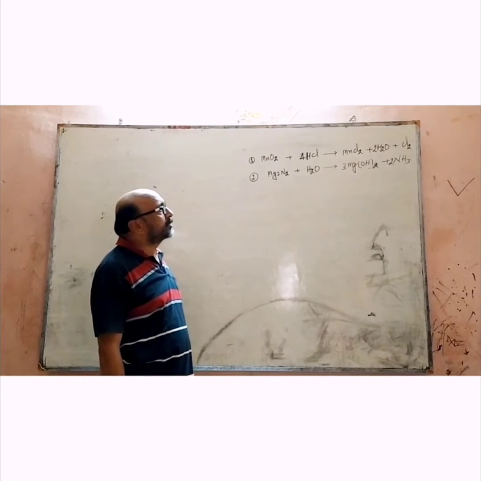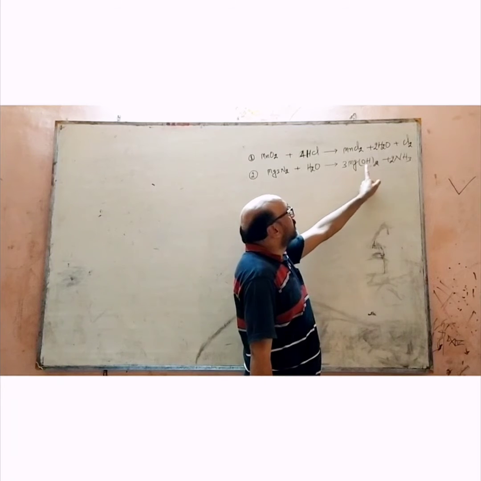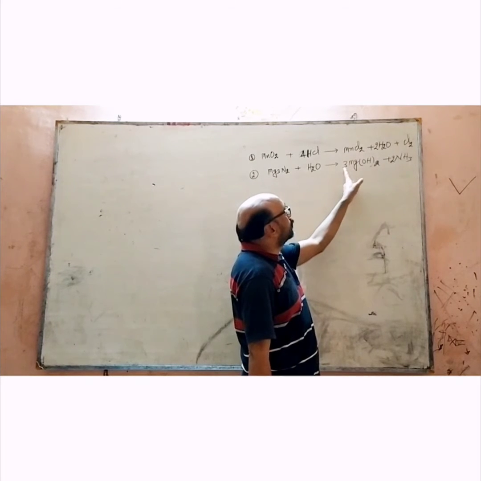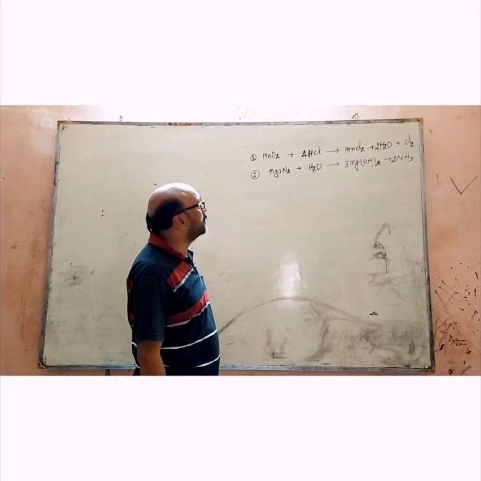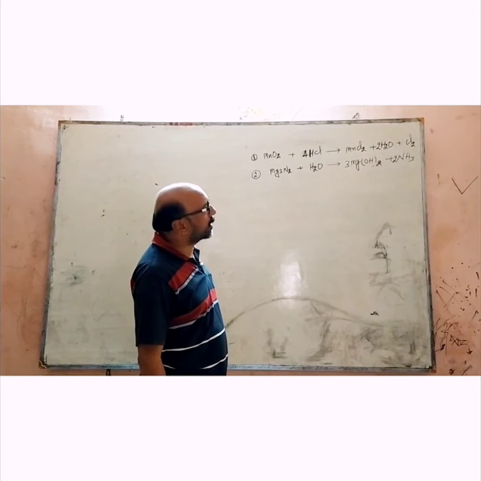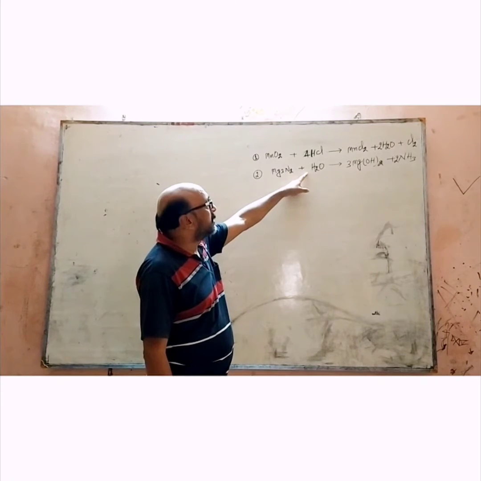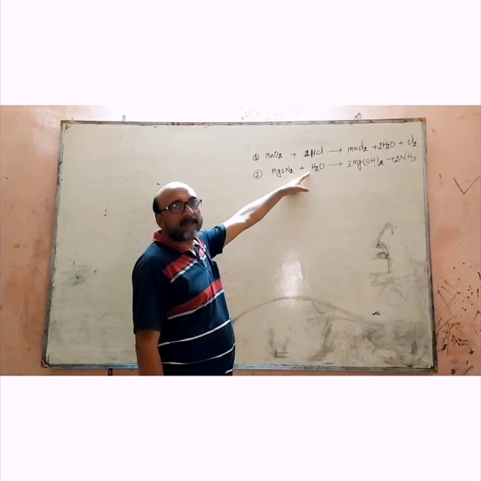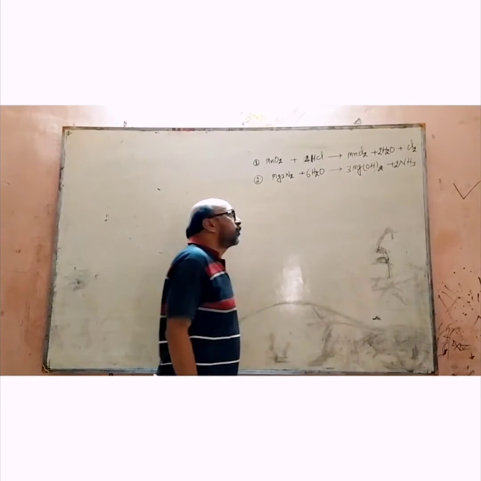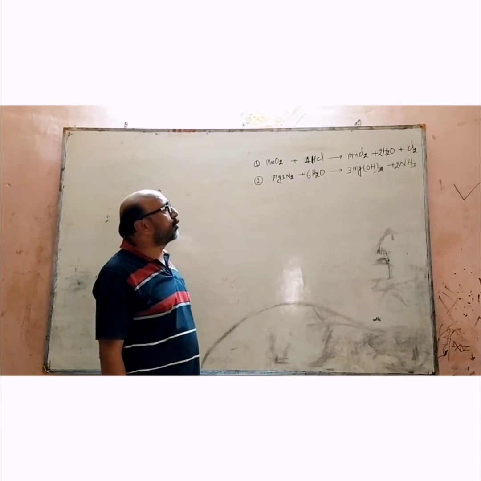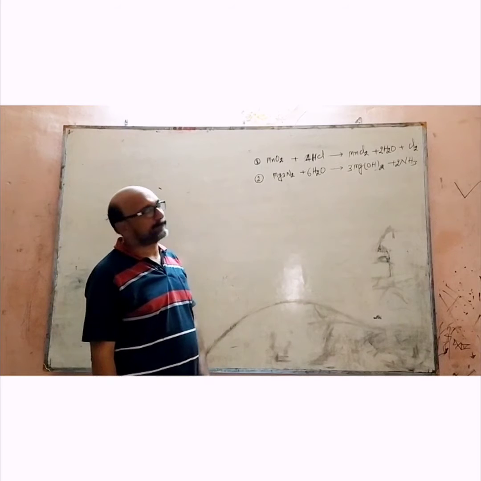Hydrogen becomes 3 × 2 is 6 and 2 × 3 is 6, 12. The number of hydrogen atoms is 12 on the product side, and it is 2 on the reactant side. So multiply it with 6. So in H2O, hydrogen becomes 12, oxygen becomes 6.